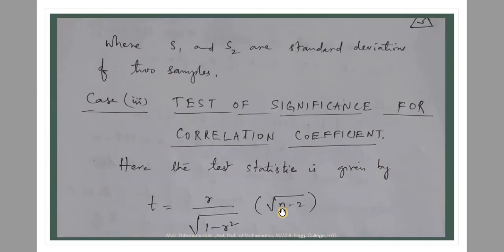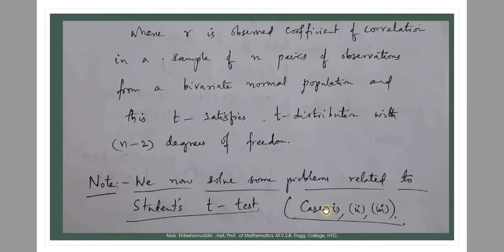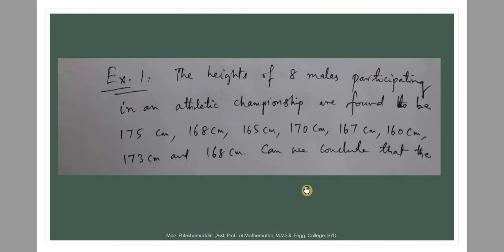And the t-test is also applied in the third case, where we check the significance of the correlation coefficient between n pairs of values, and the t you have to remember is r by square root of 1 minus r square, into square root of n minus 2, where n is the number of pairs. Now we will look at some problems.